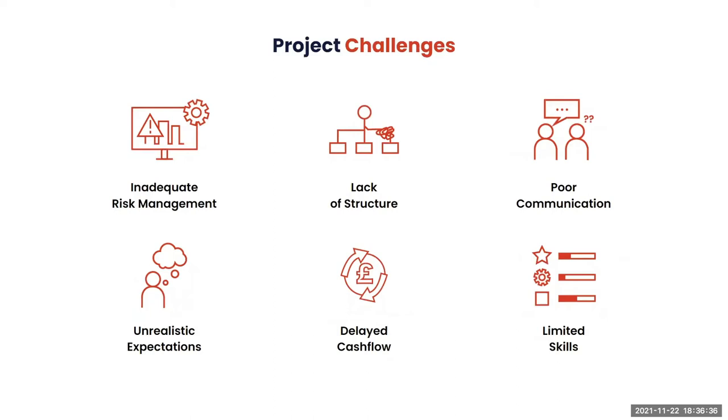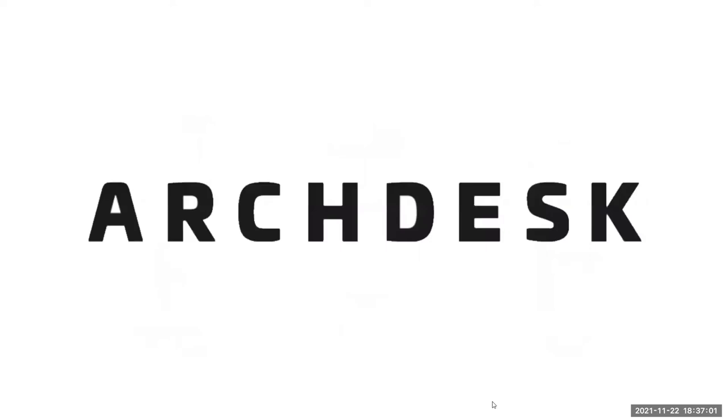So moving on, from what we've discussed, how does this impact project teams and what are their challenges? We've highlighted a selection of problems a project team can face on a daily basis, and I'll go over these in a moment. We'll look into risk management, what causes lack of structure, poor communication, unreal expectations, and how to monitor delayed cash flow while staying on top of limited skills.